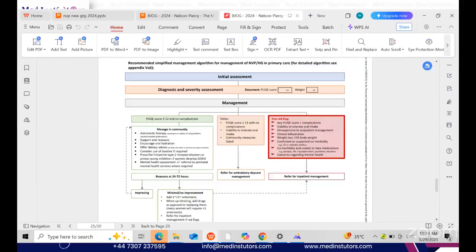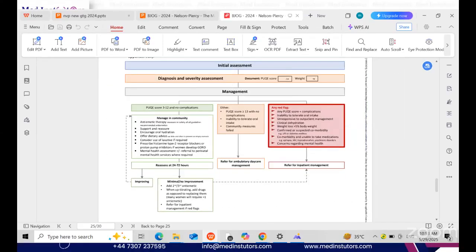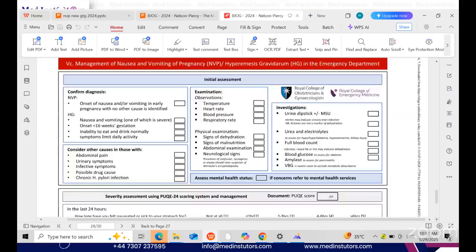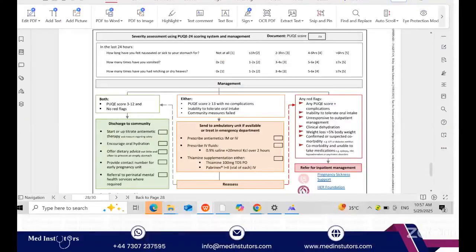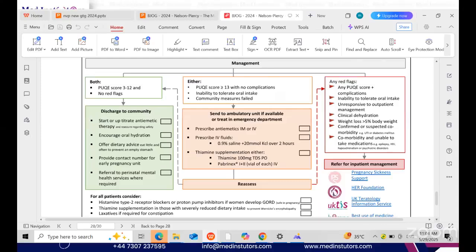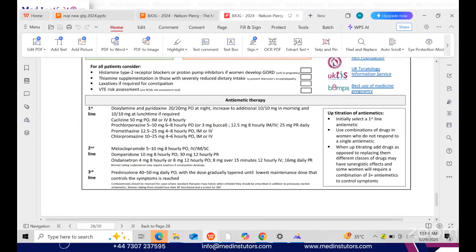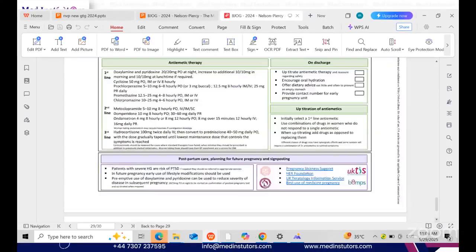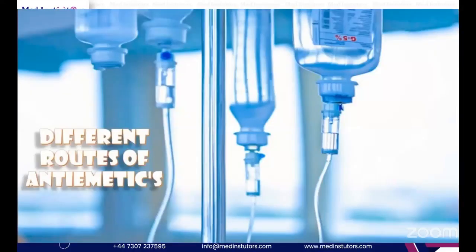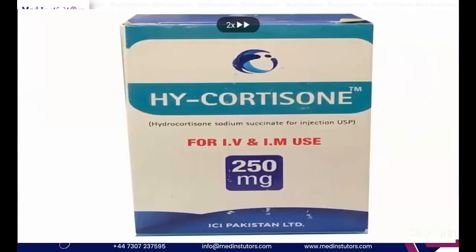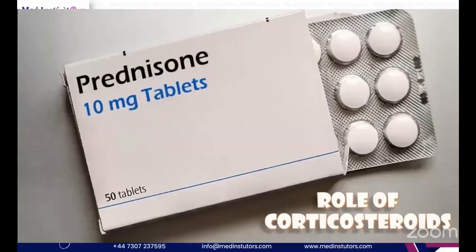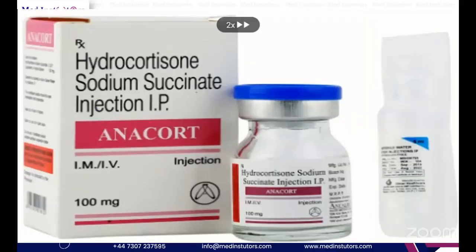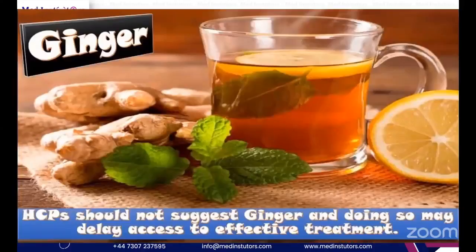So these are the charts we have already discussed, and I have added them in the presentation. You can take a screenshot or a printout of these charts, and you have to memorize these charts. Everything that has been given in the guideline is summarized, and the management is given at the end of that. So hydrocortisone, prednisolone. Ginger tea should not be given, and it may also delay access to effective treatment.